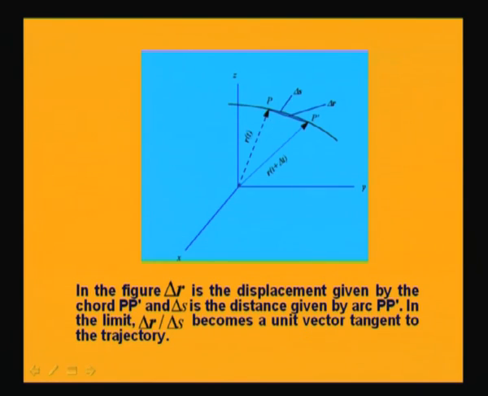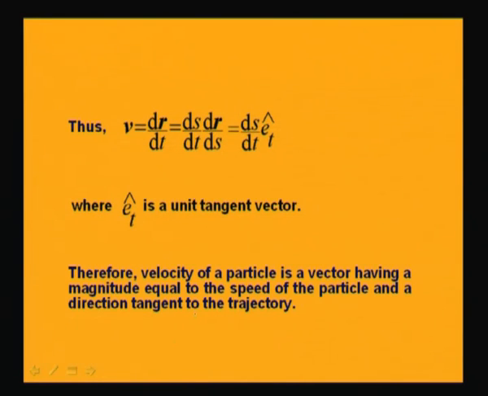Now, in this figure, delta r is the displacement given by the curved path pp dash, and delta s is the distance given by arc pp dash. In the limit, delta r divided by delta s becomes a unit vector tangent to the trajectory, because in the limit, if time is very small and the distance between p and p dash is very small, then the chord length will be equal to the arc, and therefore the magnitude of delta r is the same as delta s. Nevertheless, delta r is a vector and its direction is tangent to the trajectory at the point p. If you find the tangent at p, then this delta r is in the direction of the tangent. That is how we define the tangent also.